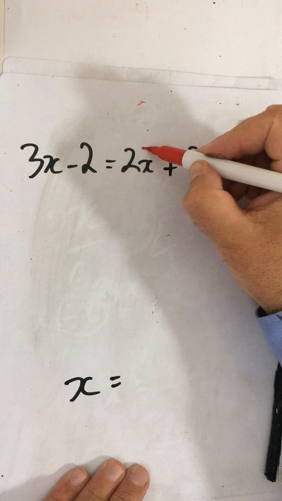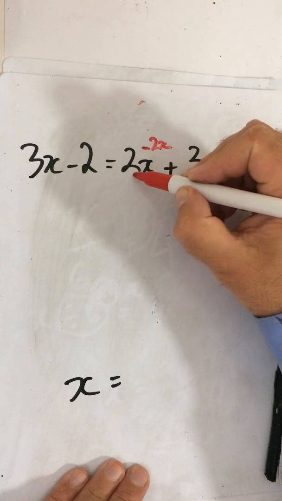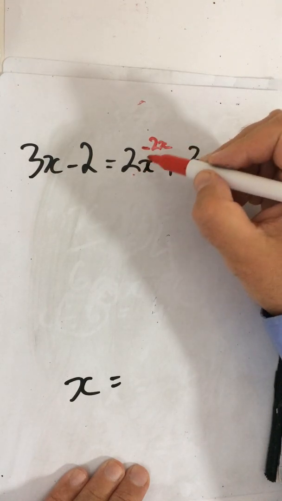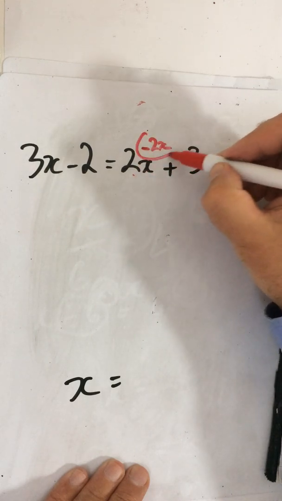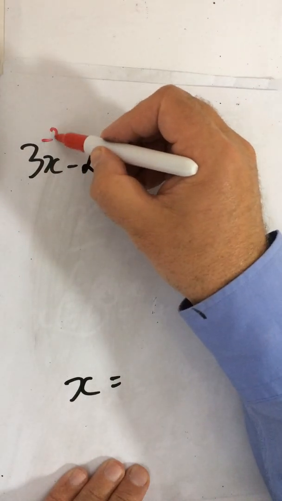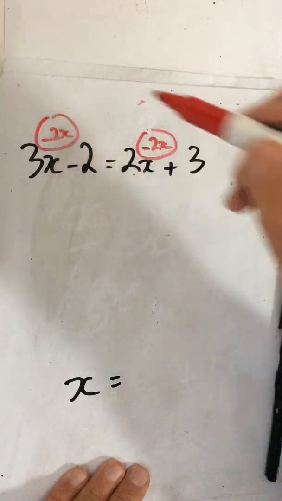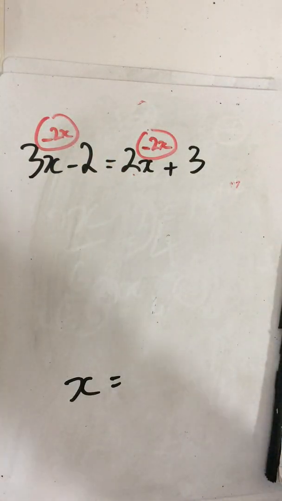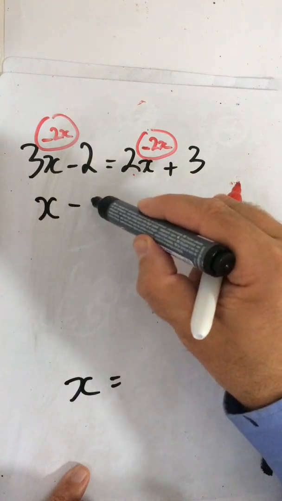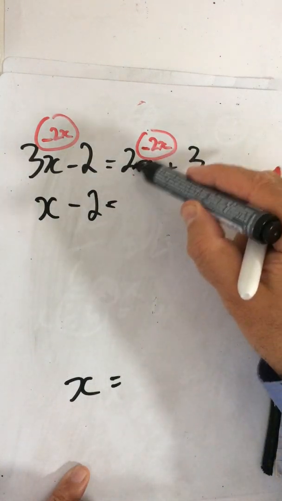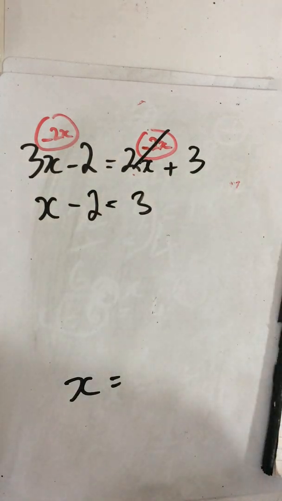So what I'm going to do is take away 2x from that. So 2x take away 2x leaves me with nothing. So that is completely got rid of that. It's the balance method, so I have to do the same to this side. Take away 2x. So that leaves me with 3x take away 2x is x, isn't it? 1x. Minus 2 is equal to, that leaves me with nothing, equals 3.